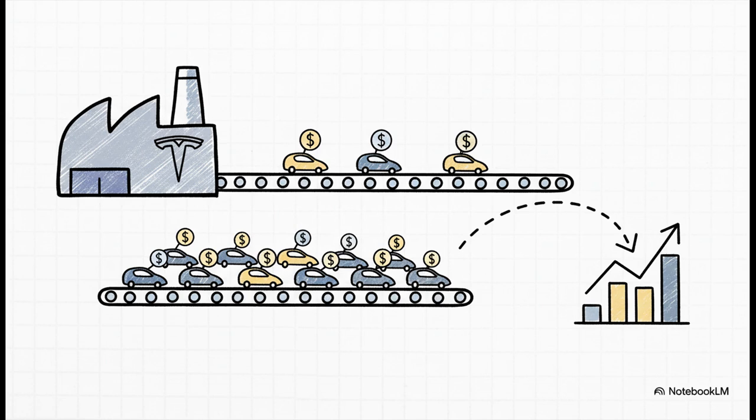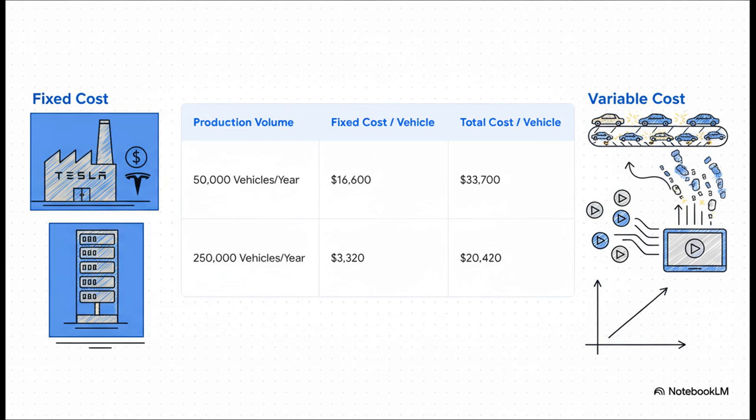Let's talk Tesla. When you're in manufacturing, these big fixed costs, like building a billion-dollar gigafactory, create something called operating leverage. And all that really means is that volume becomes your superpower. And this table shows you exactly why. Check this out. When that factory is only making 50,000 cars a year, the fixed cost for each car is a hefty $16,000. But when they crank up production to 250,000 cars, that same massive factory cost gets spread so thin it drops to just over $3,000 per car. The result? A stunning 39% drop in the total cost to make each vehicle just by making more of them.